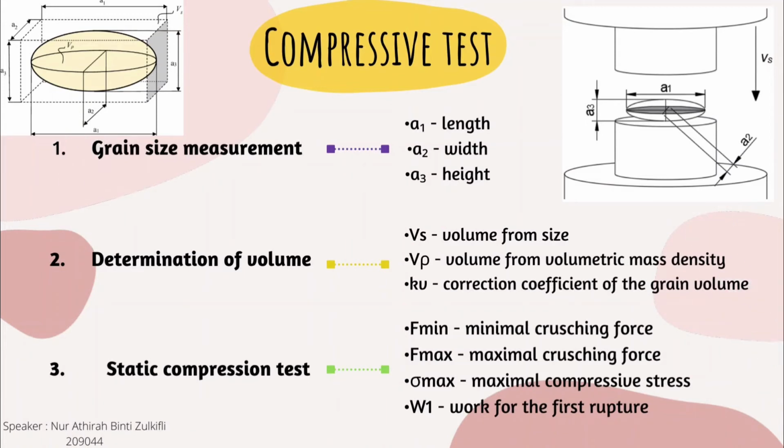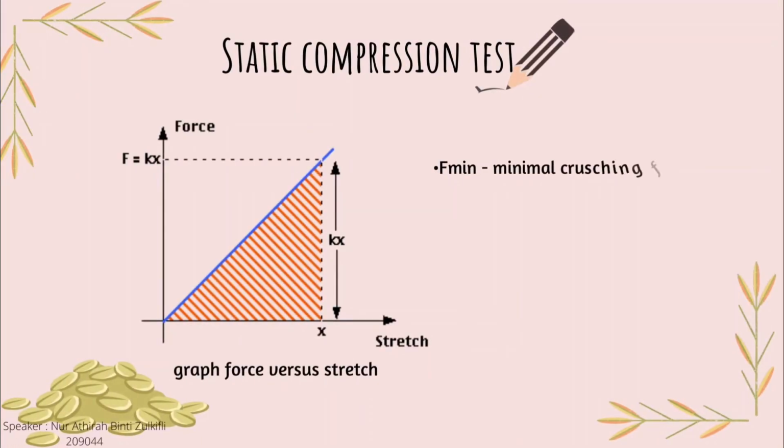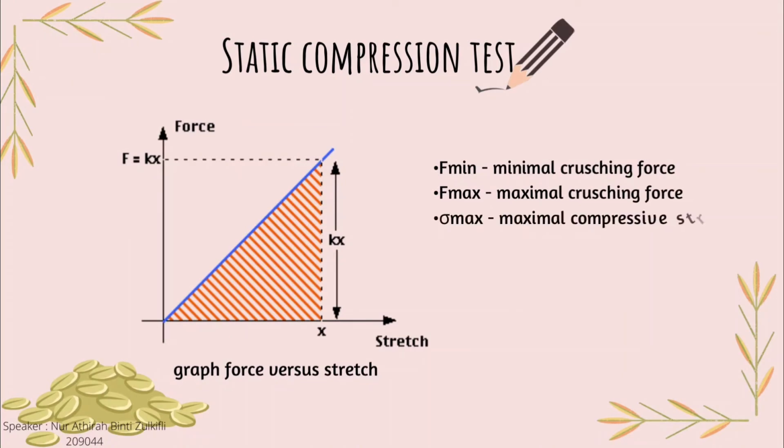Step 2 is determination of volume to find volume from size, volume from volumetric mass density, and correction coefficient of the grain volume. Next is the static compression test. For the static compression test, we use the graph force versus stretch. By referring to this graph, we can find the minimal crushing force, maximal crushing force, maximal compressive stress, and work for the first rupture.